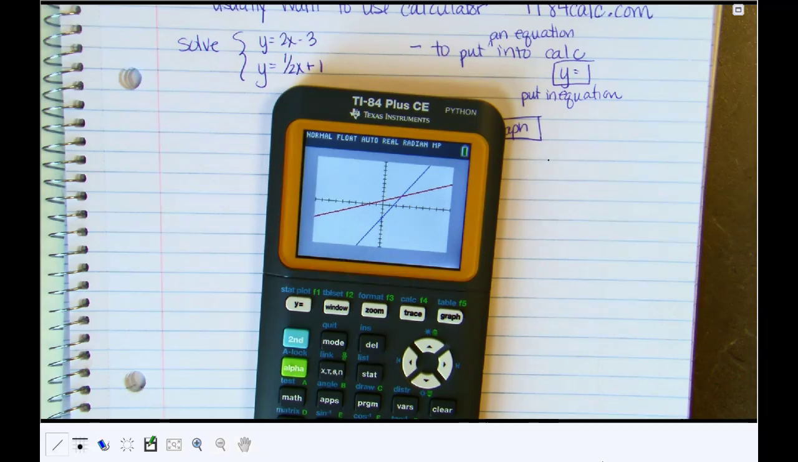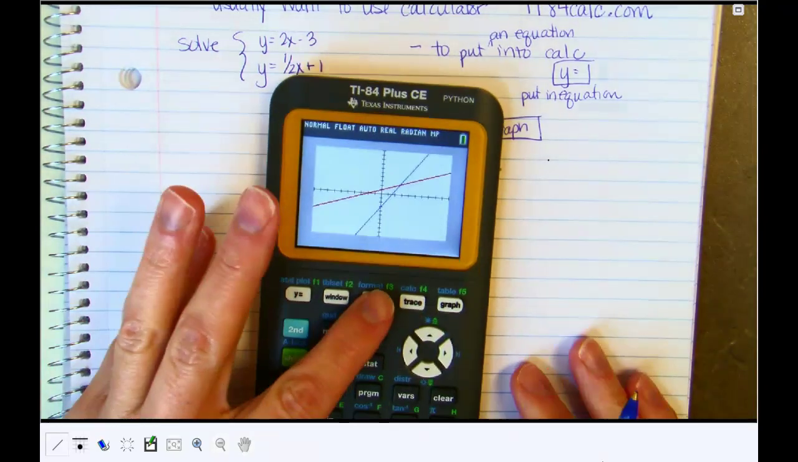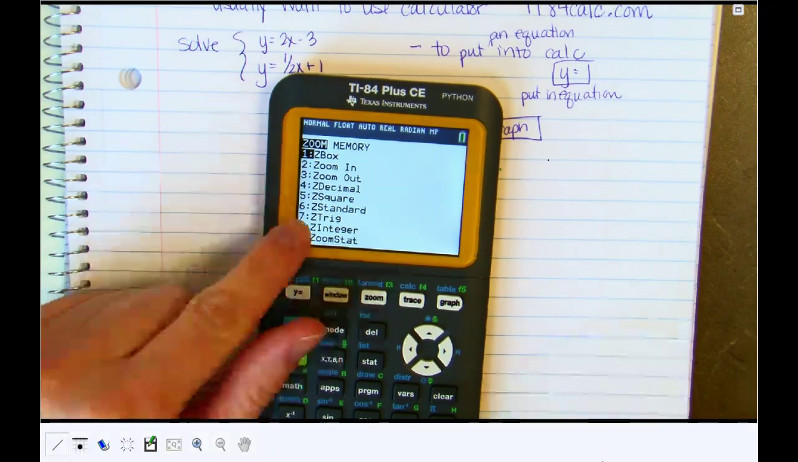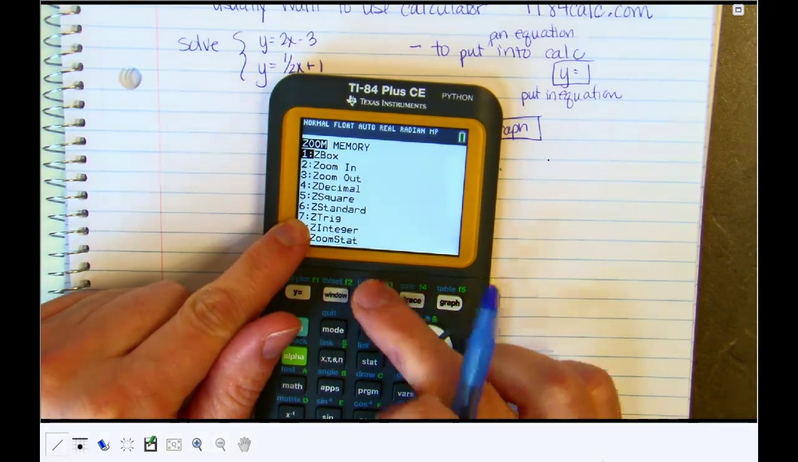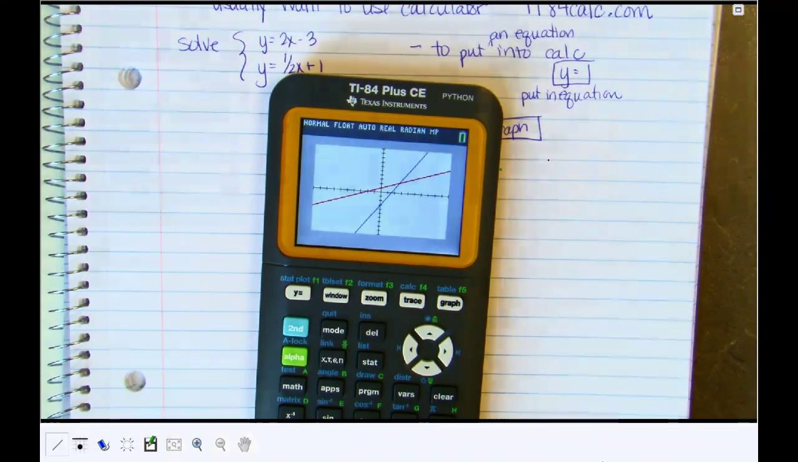Camden says his looks different. If yours looks different than mine, you could try zoom. Number 6 will take you back to a normal screen. So zoom is the top middle, number 6.